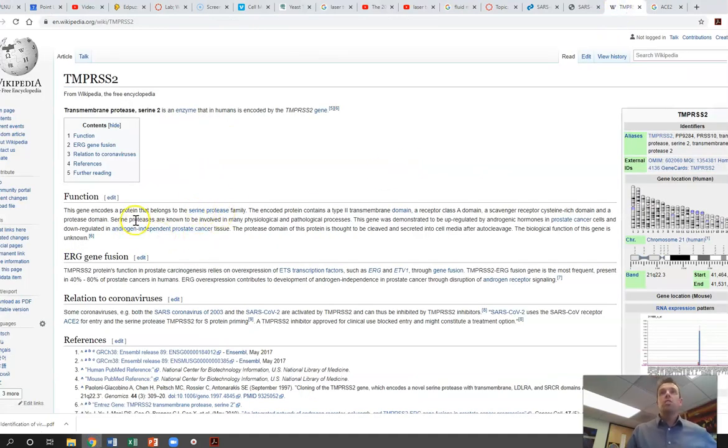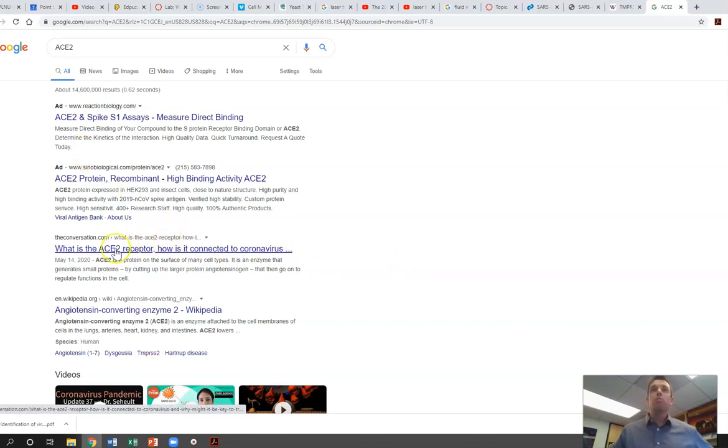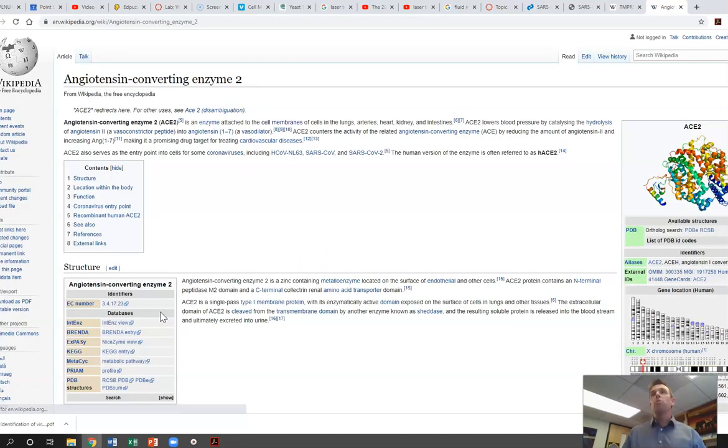With TMPRSS2, I found that this is a serine protease member. So protease means it cleaves proteins. So that's probably going to be something important. And it is transmembrane. And ACE2, when I look that up, a lot comes up because it's been determined that this is the membrane protein on the cell that the coronavirus binds to. So it's really a popular topic of research right now. But even without that, I could figure out from Wikipedia, it's an enzyme attached to the cell membranes. Oh, this might be important. It's in the lungs, arteries, heart, kidney, and intestines. Those seem to be the tissues that COVID-19 affects the most.